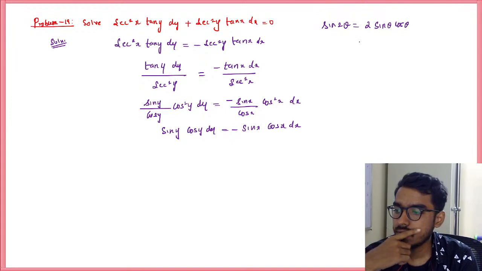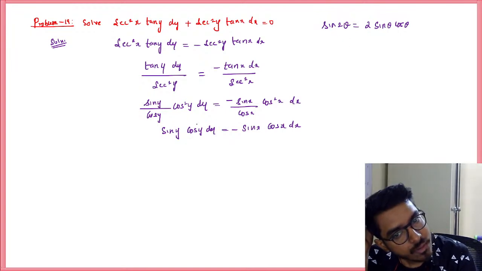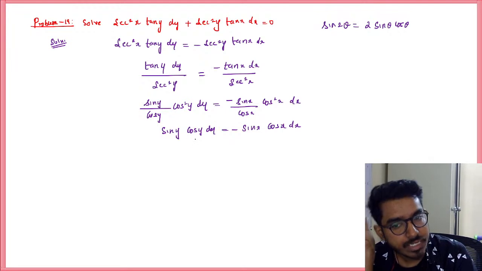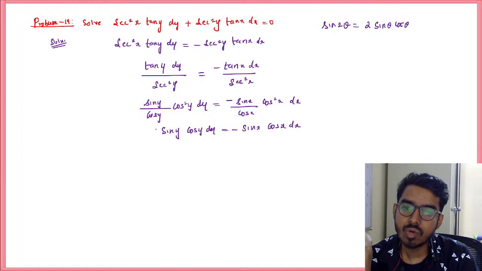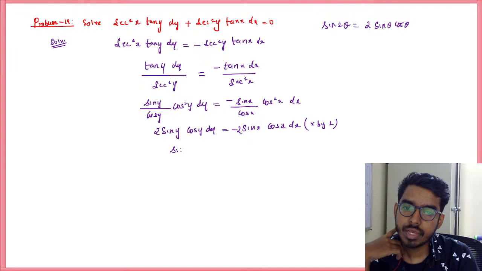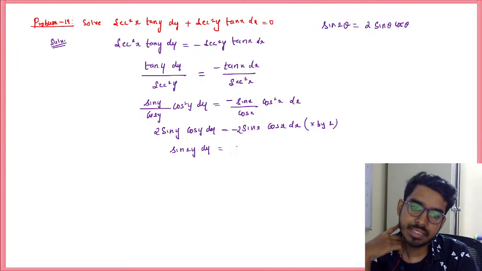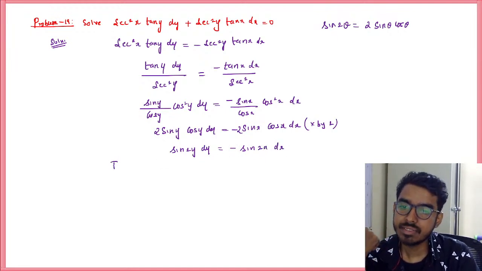So here we have sin theta cos theta, right? Sin 2 theta is 2 sin theta cos theta. Let us multiply 2 on both sides. I have multiplied by 2. And now I can write this as sin 2y dy is equal to minus sin 2x dx. So you can see I separated the variables. So integrate this.